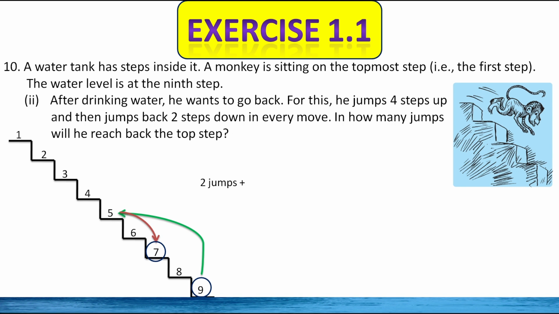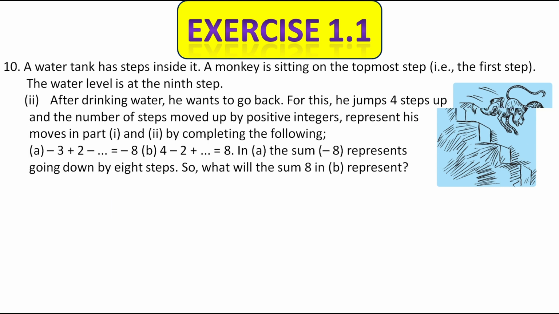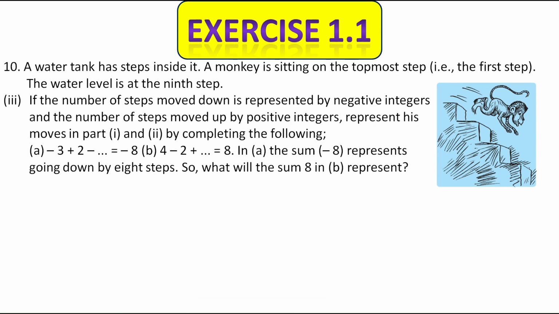Now from 7 he is going to jump again 4 steps and come back 2 steps. So he reached the 5th step with 2 jumps. Okay. Now from the 5th, he directly reached the top step. So only 1 jump is there here. Now totally he jumps 5 times to reach the top step. Okay. Now we have the third question regarding this. If the number of steps moved down is represented by negative integers and the number of steps moved up by positive integers, represent his moves in part 1 and 2 by completing the following.